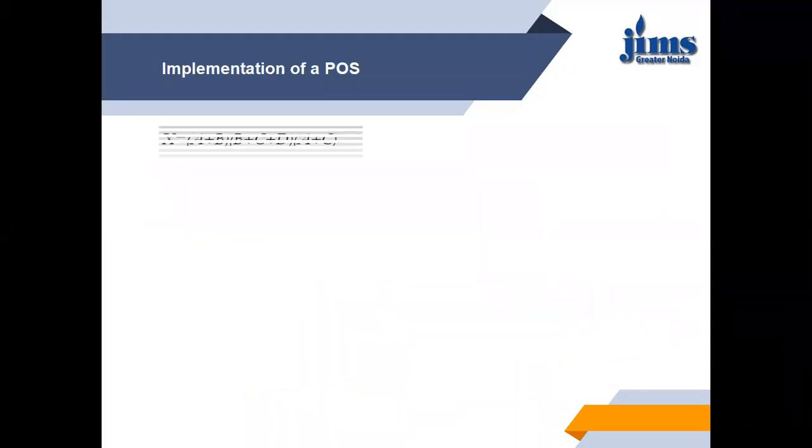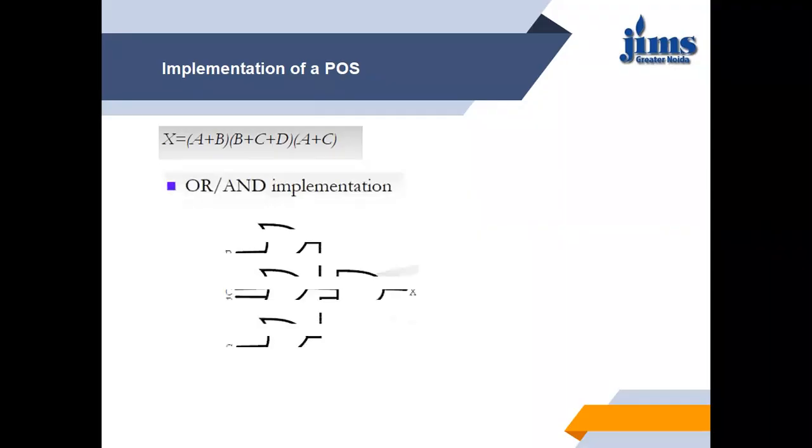Now for the implementation of the POS, suppose we have, for example, x equals a plus b and b plus c plus d and a plus c. Here we have three terms which are ANDed. The first term, a plus b, is done with the help of an OR gate, then b plus c plus d again an OR gate, then a plus c again an OR gate. So these can be implemented with OR gates like this.